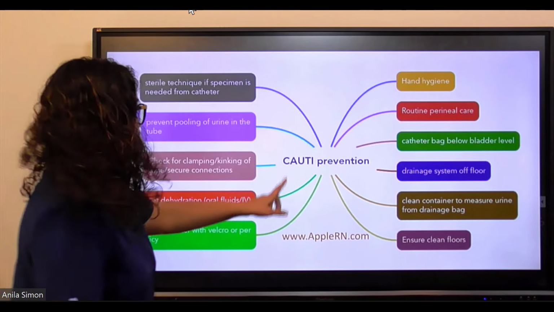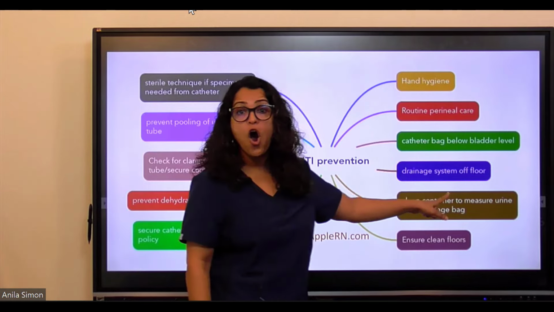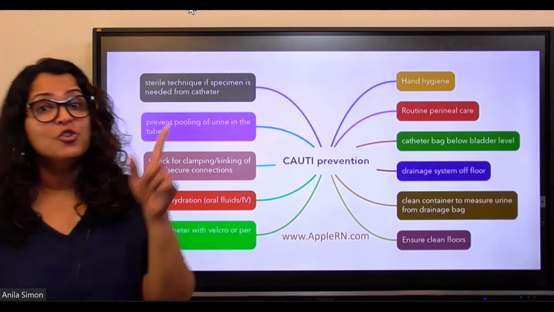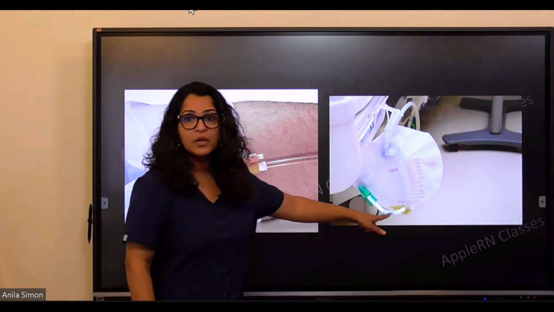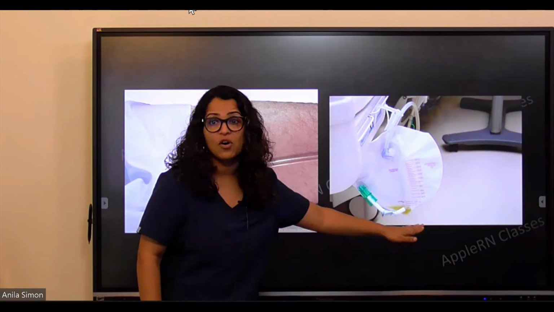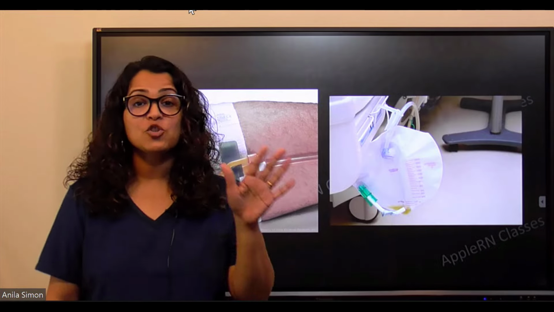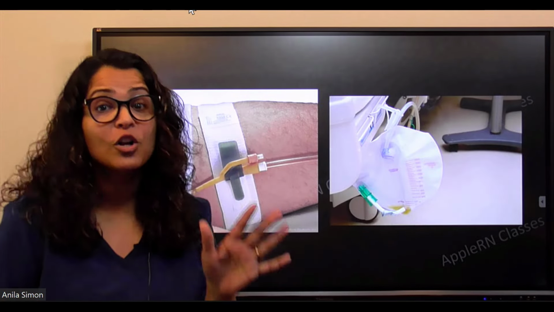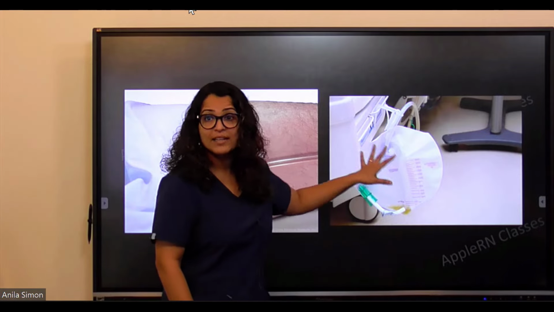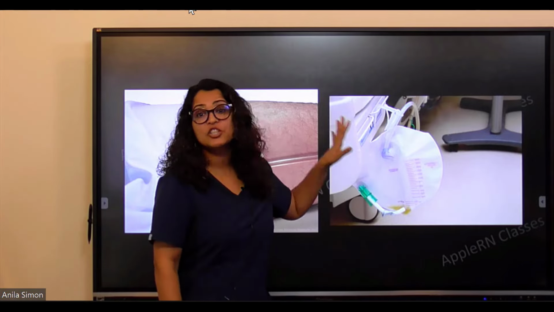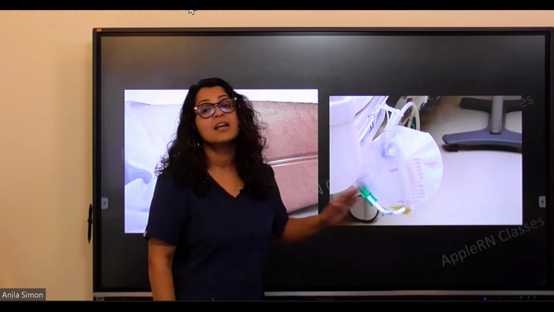Now the other one is drainage system should be off the floor. Do not keep it on the floor. For example, like this, right? This is not touching the floor. Even if the floor is really clean and all good, this bag, this is the drainage bag, right? The Foley catheter drainage system. This should not be touching the floor.